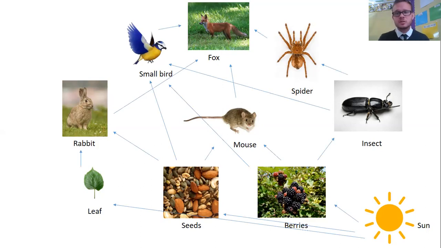And the fox obviously is at the top of the food chain there. That can eat the small bird. It can eat the rabbit. It can eat the spider. Well done if you managed to get even the majority of those arrows ready. I tried this before and I didn't get them all connected.